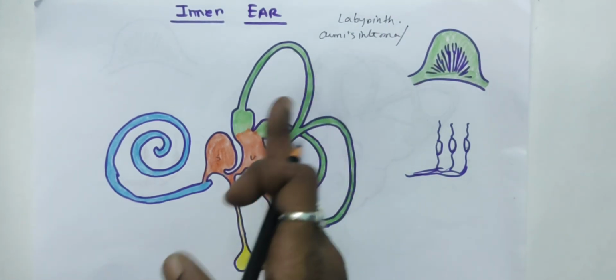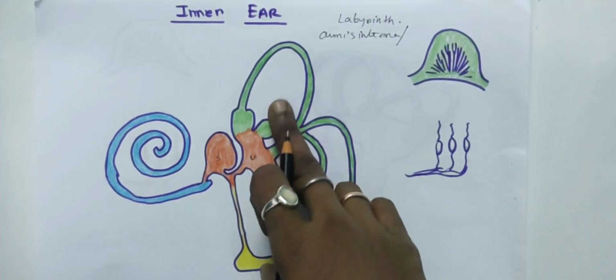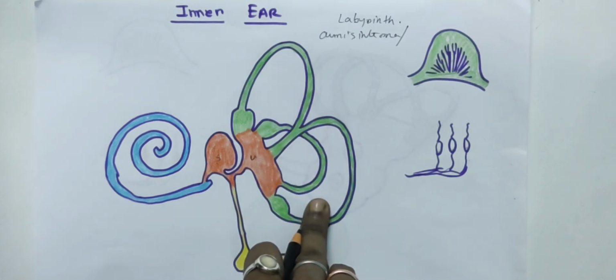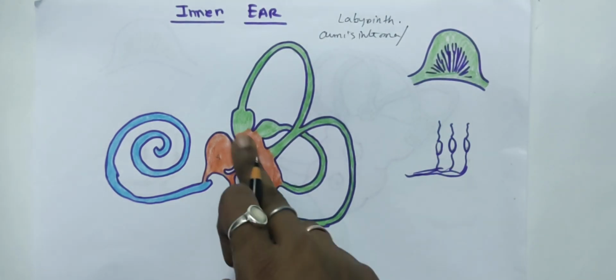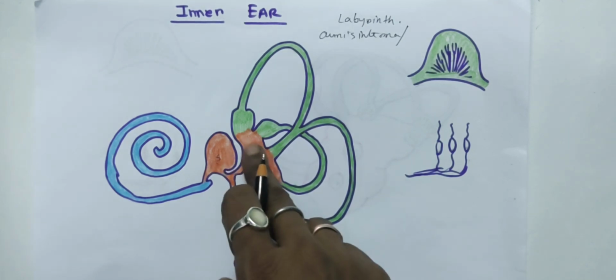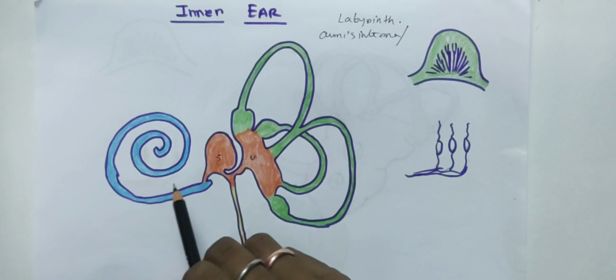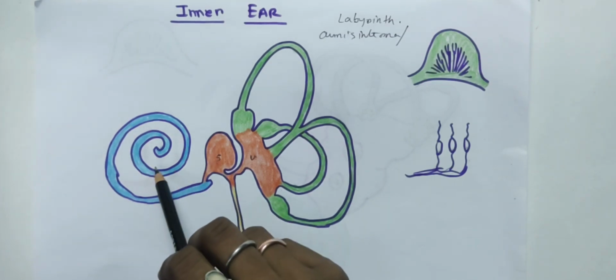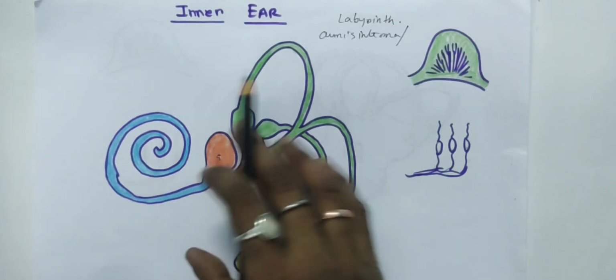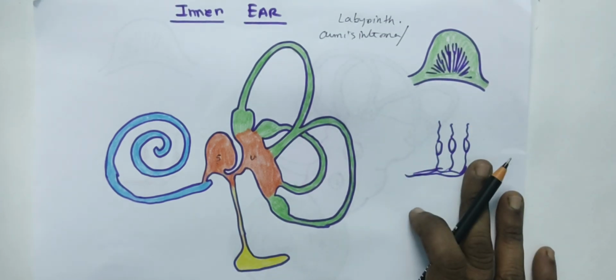I separate the three parts by three colors. The green part shows the three semicircular canals. The orange part shows the vestibule. Vestibule has two parts, the utricle and the saccule, and the third part is the cochlea. The inner ear is responsible for hearing and balance.